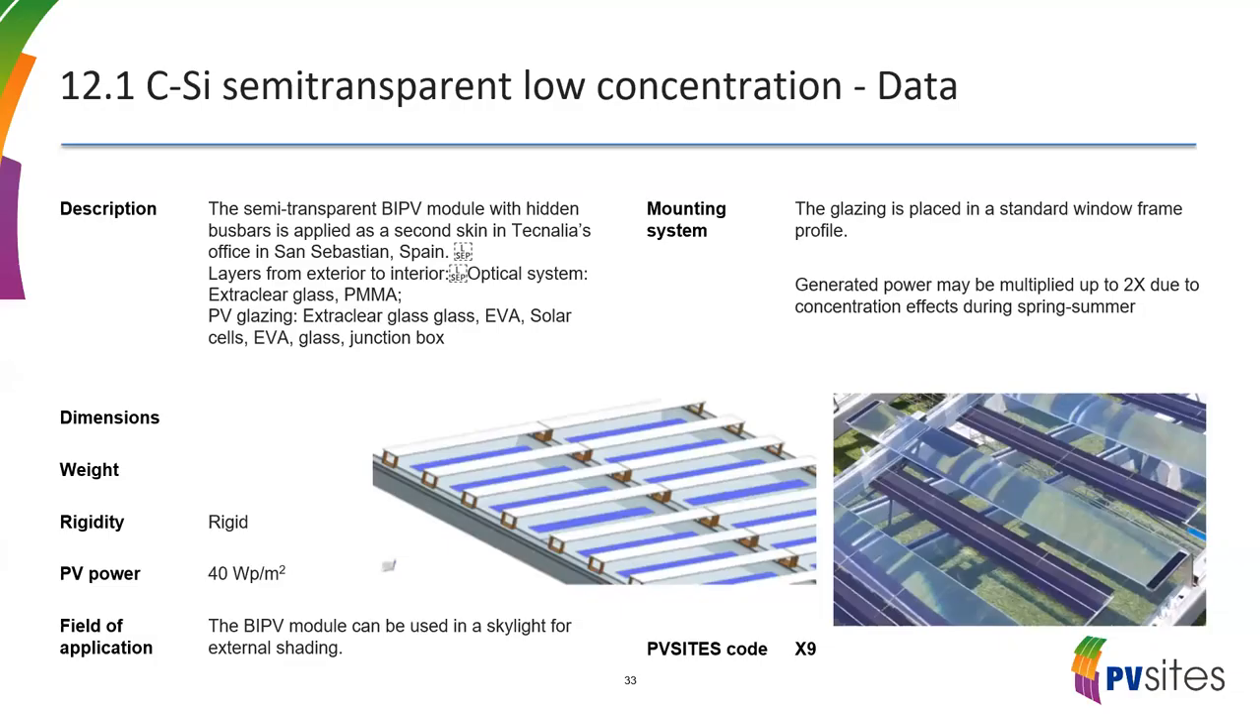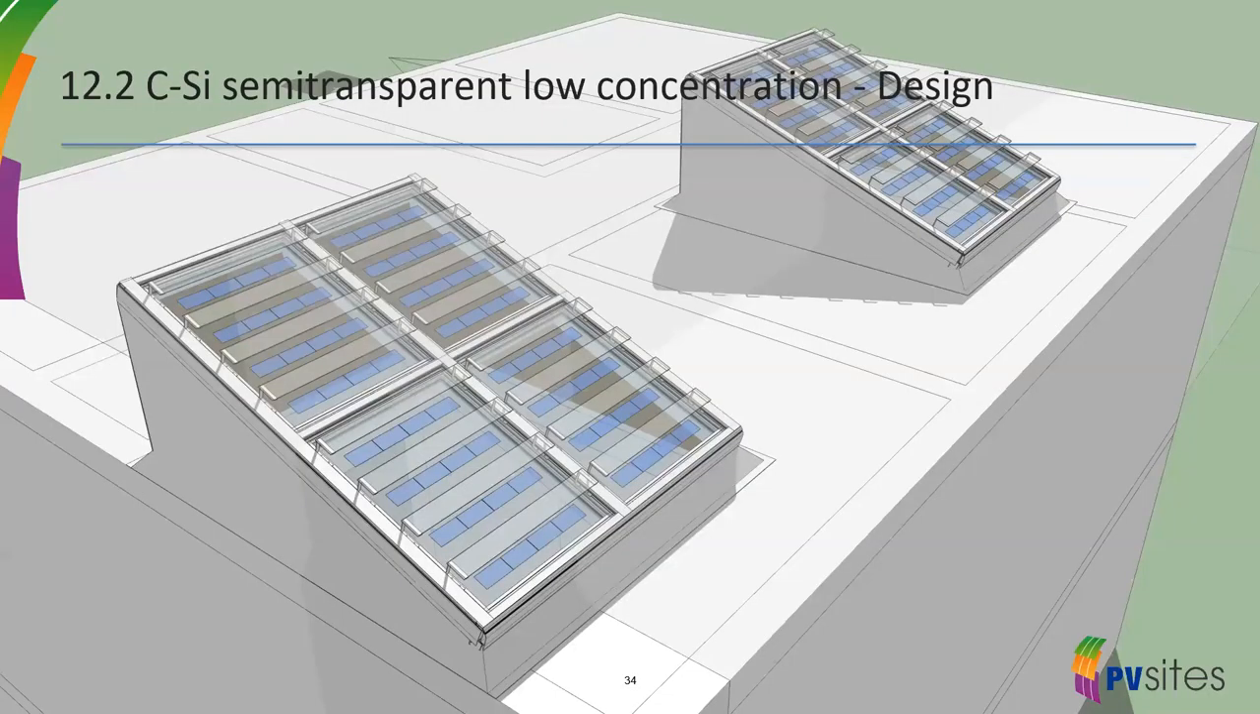The next product is the same product, but we put it in two different ways. One is a test bench at CIA, where we have this as a skylight. What you see here is glass with solar cells, and then there is a lens on top of that to intensify, in the spring and the summer, the amount of solar energy that comes on the cells, and this way the total generated power may be multiplied up to two times due to the concentrating effect of this lens.